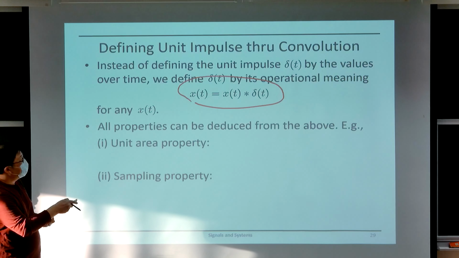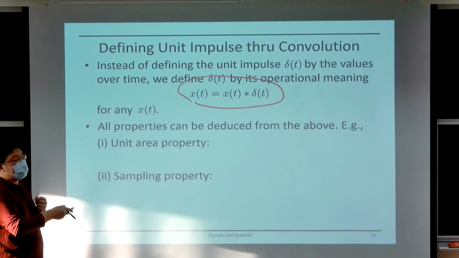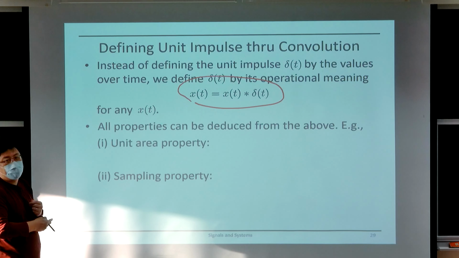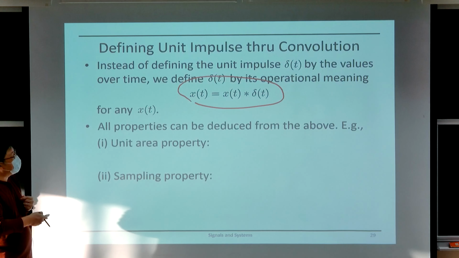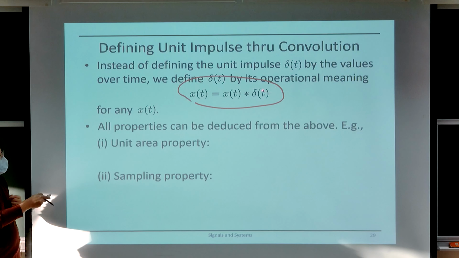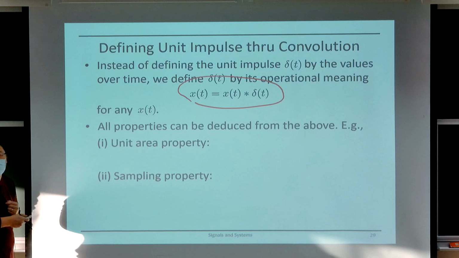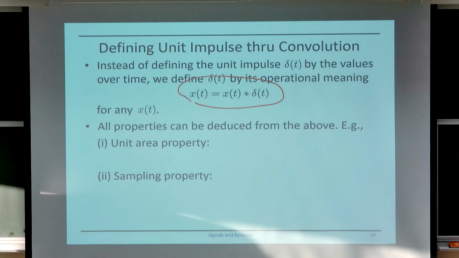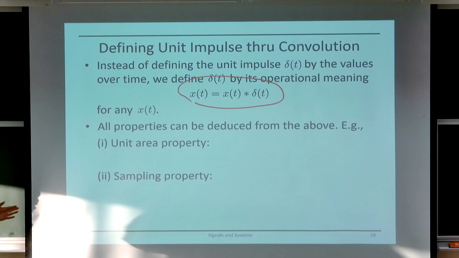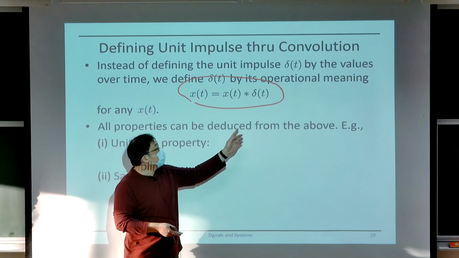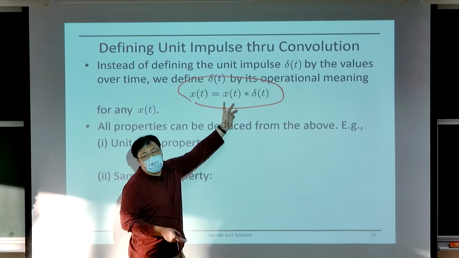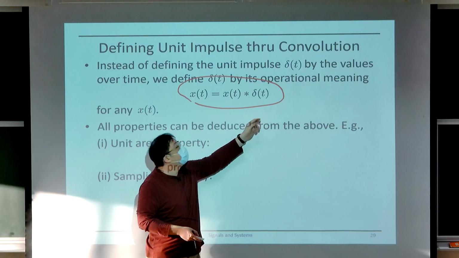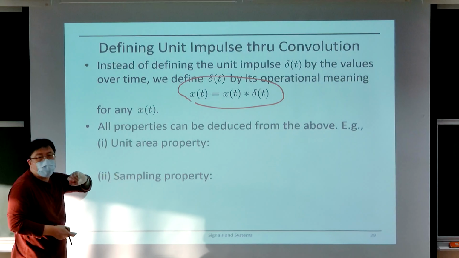So what really concerns us is how delta of t behaves through a convolutional operation. We can define delta of t with this operational definition: whenever you take the convolution between delta of t and any other signal, it will return back the same signal again. So you can define delta of t as a function such that whenever you take a signal convolved with delta of t, you'll get back the original signal again.